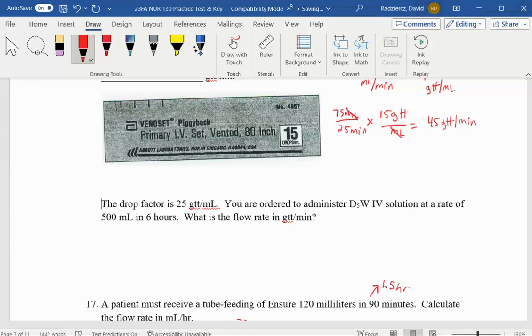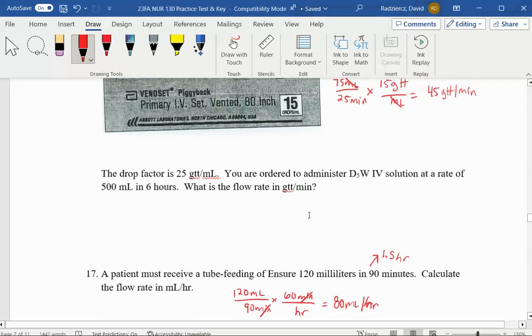25 drops per milliliter is the drop factor. Flow rate is 500 milliliters over 6 hours. See if you can get the drop rate. Okay, and I'm seeing the answers starting to come in. If you got 35 drops per minute, you did it right.